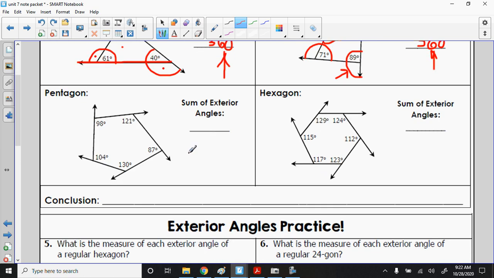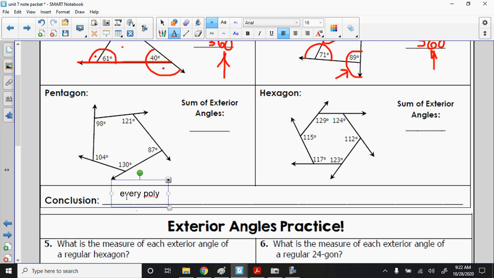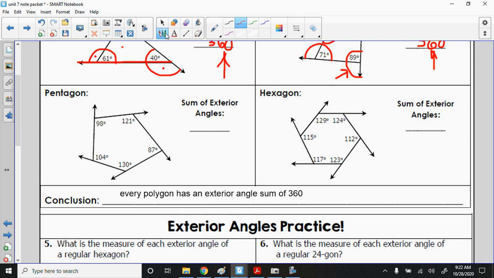And I'm going to go ahead and tell you the conclusion is every polygon has an exterior sum of 360. It does not matter how many sides it has. You can challenge this if you want. Say 180 minus 121, get that one. 180 minus 98, get that one. 180 minus this, 180 minus 130, 180 minus 87, get all 5 of these, and I guarantee it adds up to 360. And it works on every one of these.